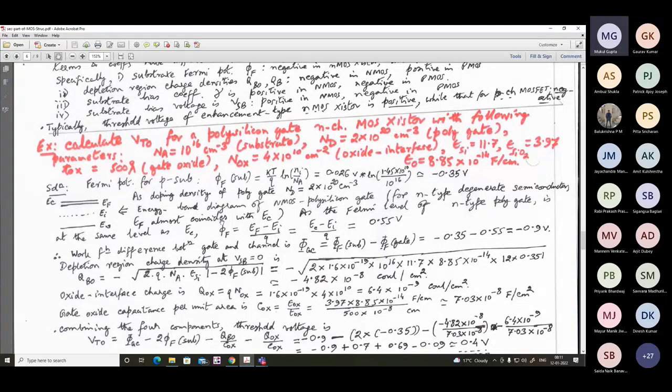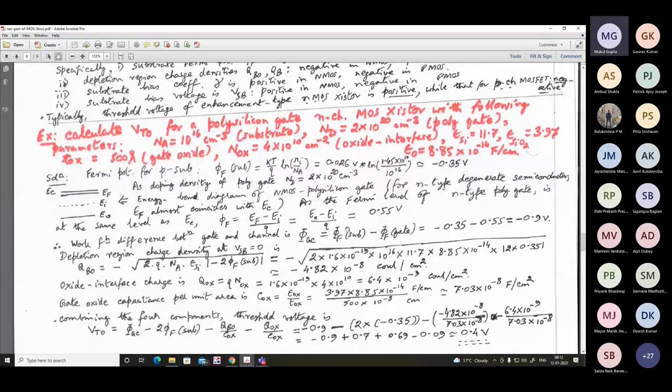So the energy band diagram is shown roughly. EF almost coincides with EC, as the Fermi level of the N-type poly gate is at the same level. So as far as the Fermi level of the N-type poly gate is concerned, EF and EC are almost coinciding. That means phi F is the difference of EF and EI, and for silicon, it is half of 1.1 electron volt, that means 0.55 electron volt.